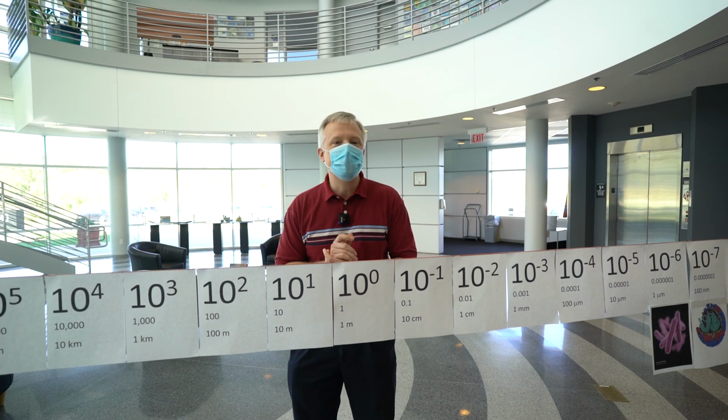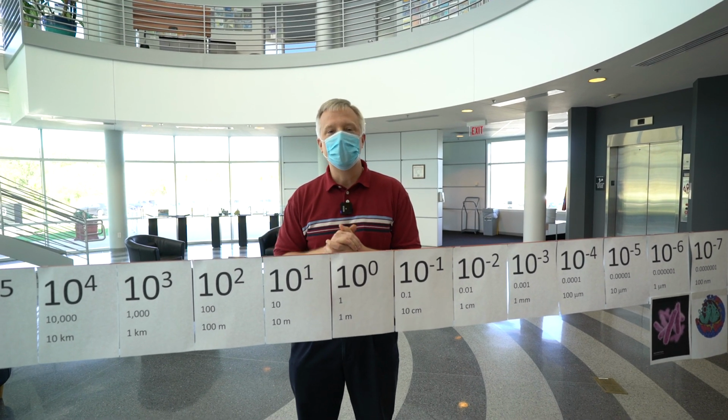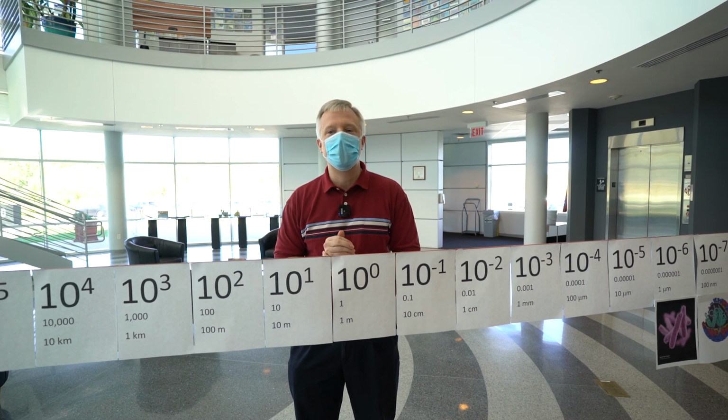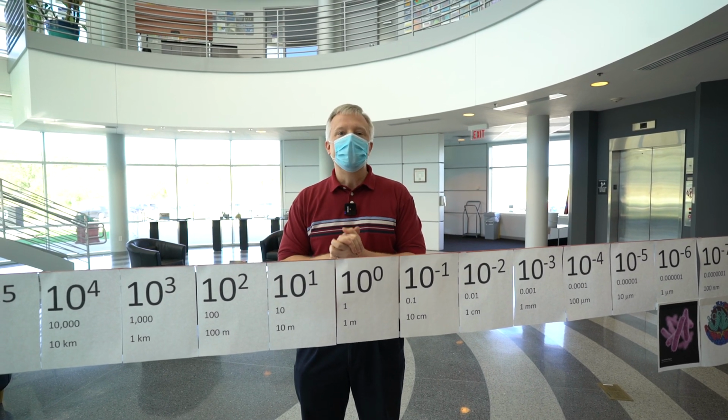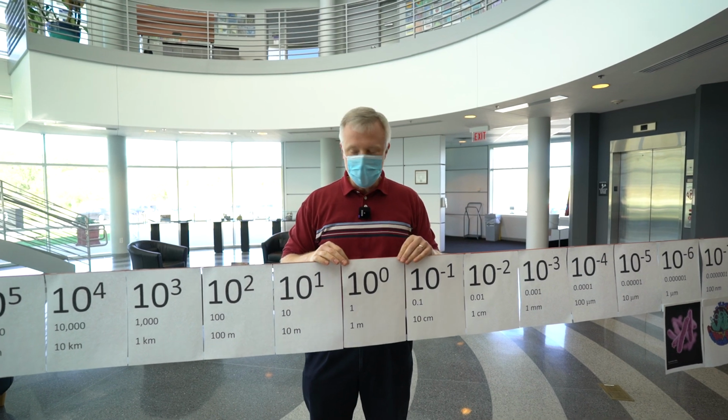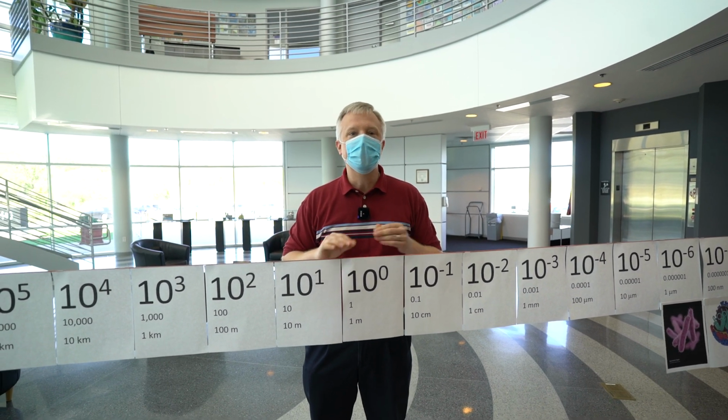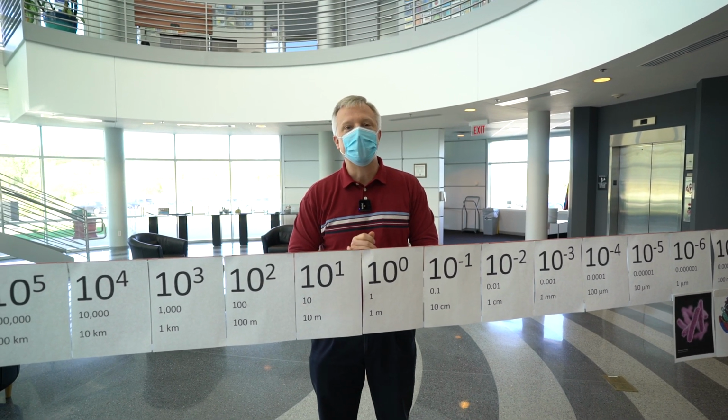And so meters are things that you're relatively familiar with. I'm a little bit less than 2 meters tall. You know, arm span is about 2 meters. Those are things at the meter scale. And what's interesting about this number line is that it's called a logarithmic scale. It's not a linear scale.